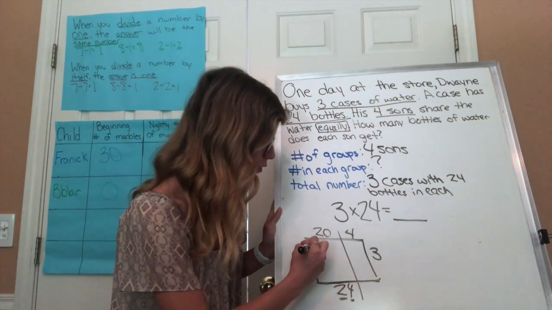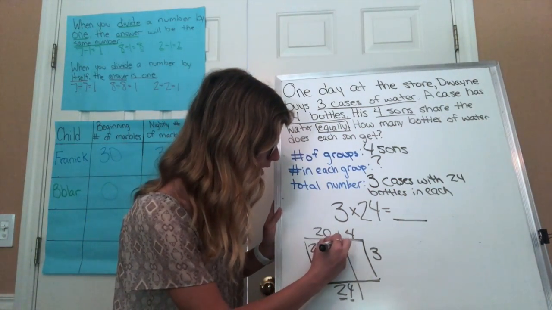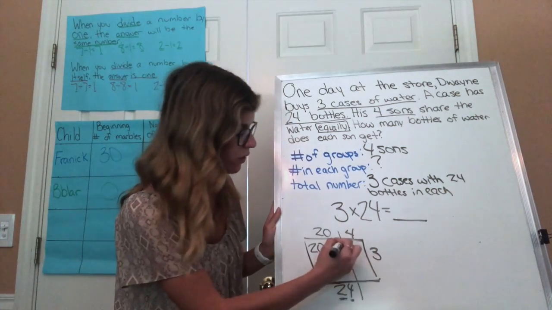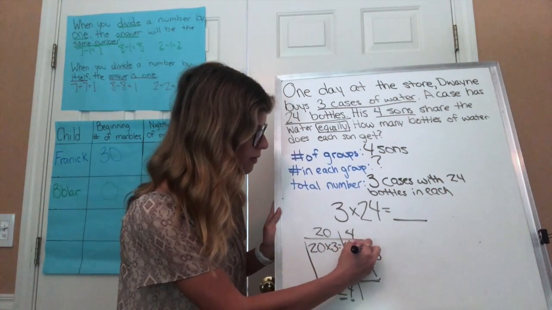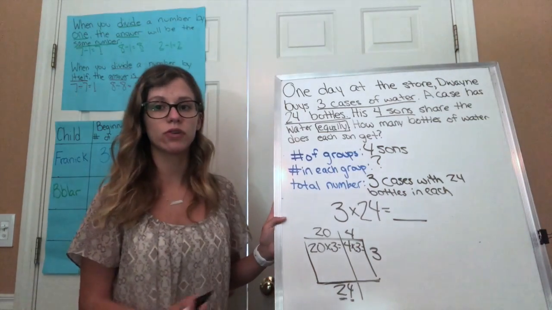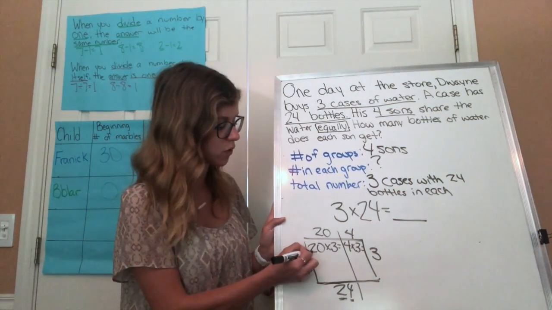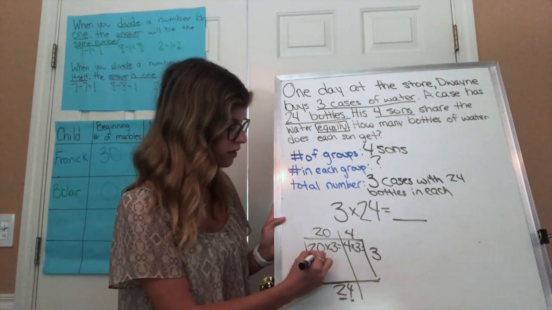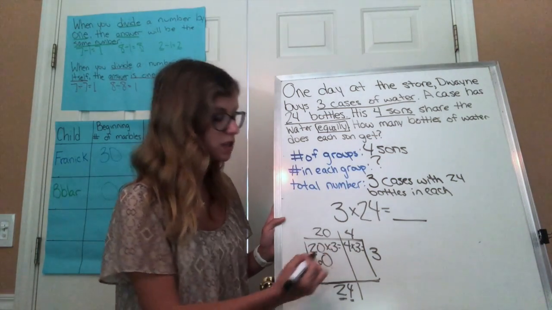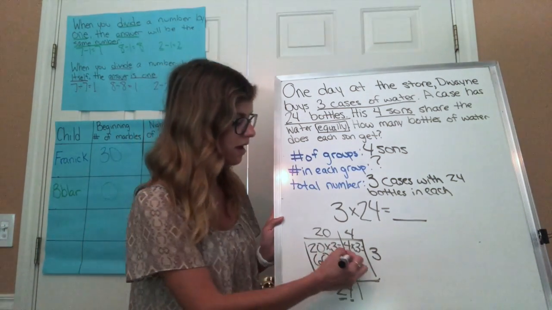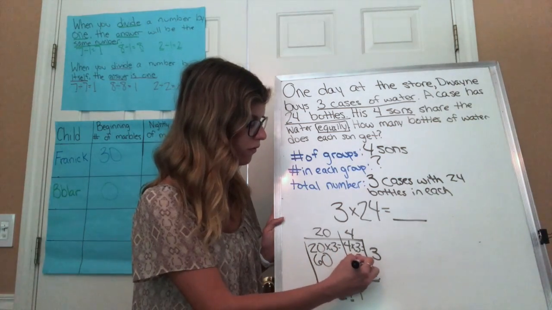My equation over here would be 20 times 3, because I'm keeping 3 the same, and 4 times 3. So 20 times 3, since it's a multiple of 10, I can just focus on what 2 times 3 is, which is 6, and then add my 0, which is 60. And then 4 times 3 is 12.